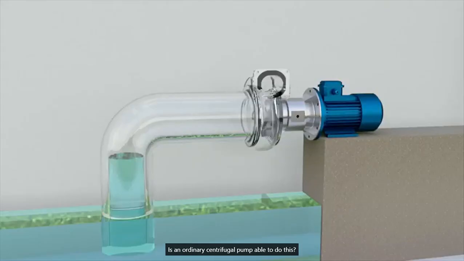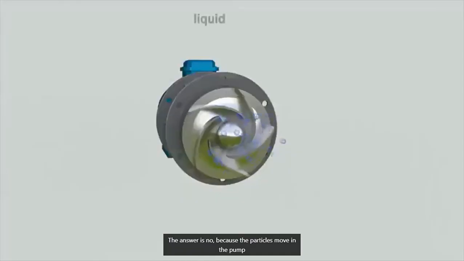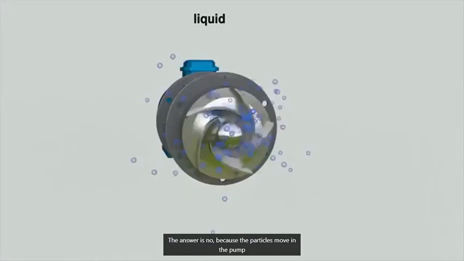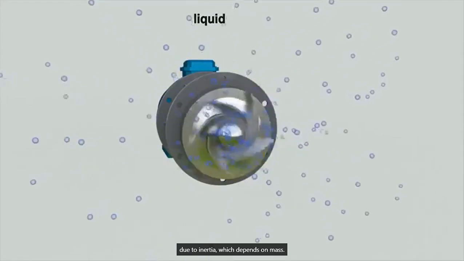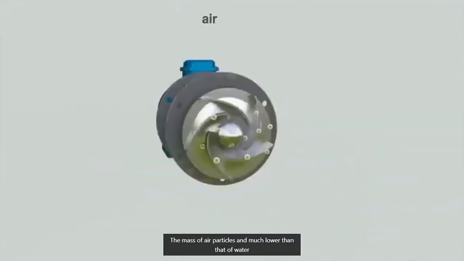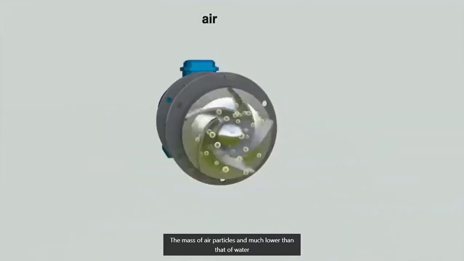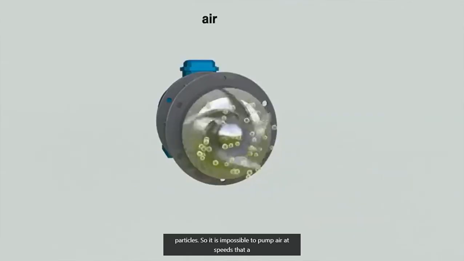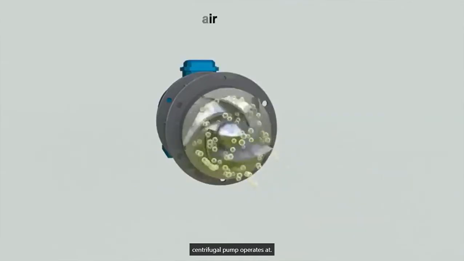Is an ordinary centrifugal pump able to do this? The answer is no, because the particles move in the pump due to inertia, which depends on mass. The mass of air particles is much lower than that of water particles, so it is impossible to pump air at speeds that a centrifugal pump operates at.